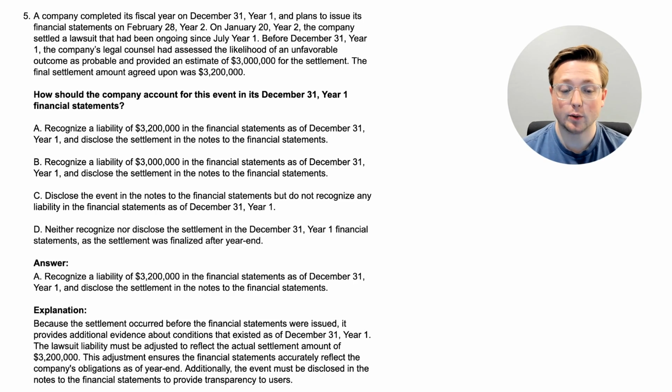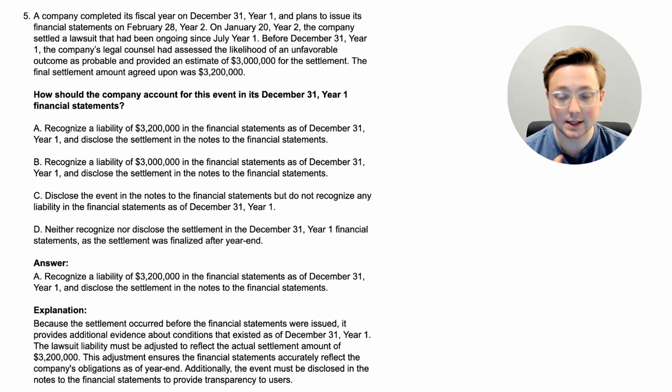The answer is A. They would recognize a liability of $3,200,000 in the financial statements of December 31st, year one, and disclose the settlement in the notes to the financial statements. So this one might have been a little bit confusing because originally they estimated $3 million, but the final settlement was $3,200,000. The key thing that you want to pay attention to here is the fact that it settled the lawsuit on January 20th. So there was that estimate at the end of the year, but the lawsuit was settled before the financial statements were issued.